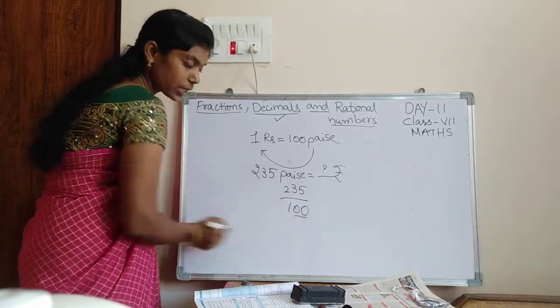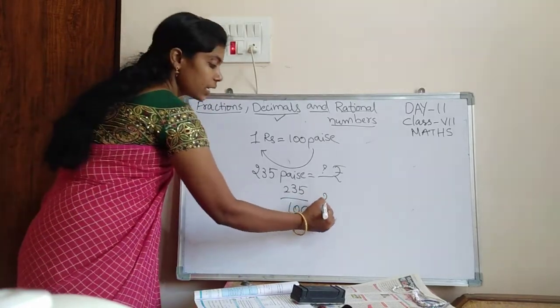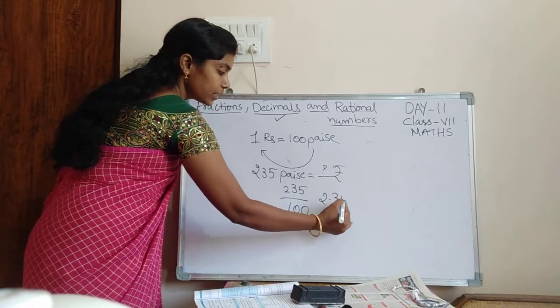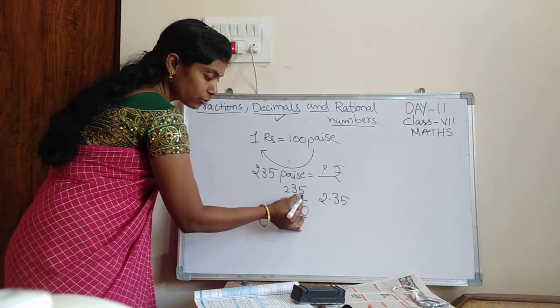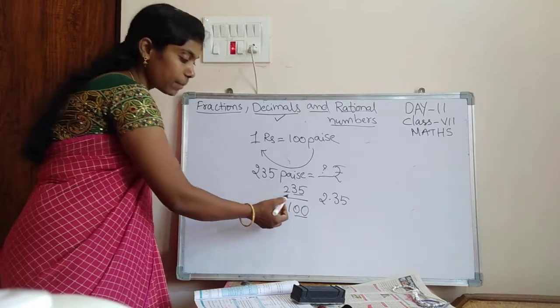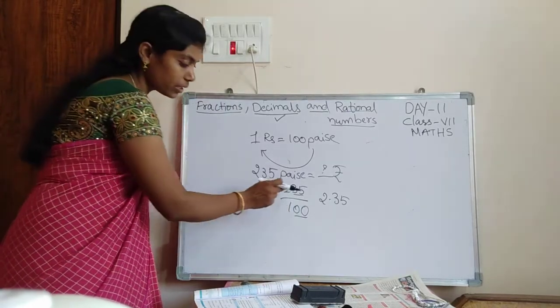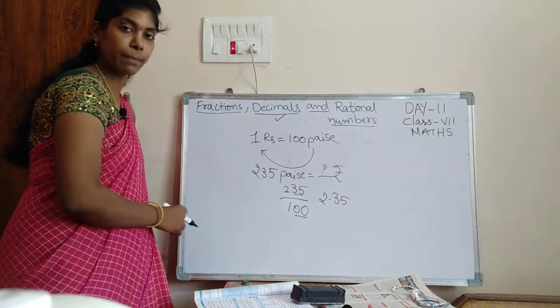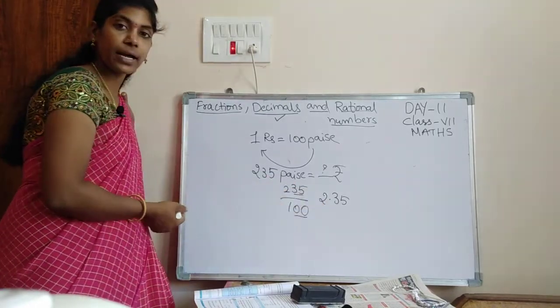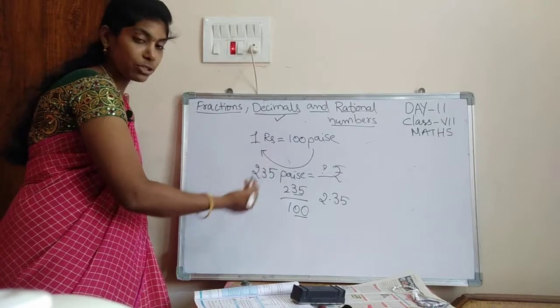When 2 zeros are there, where will you keep the decimal? I will keep it here: 2.35. When 2 zeros are there, you should remove 2 numbers from the given number and then put the decimal before that number. In this way, we have converted pies to rupees.